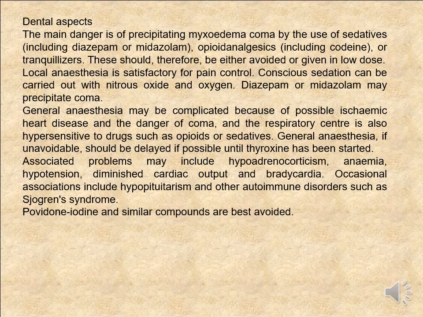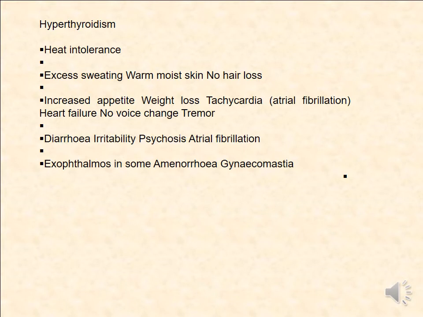General anesthesia may be complicated because of possible ischemic heart disease and other dangers of coma, and the respiratory center is also hypersensitive to drugs such as opioids or sedatives. General anesthesia, if unavoidable, should be delayed if possible until thyroxine has been started. Associated problems may include hypoadrenocorticism, anemia, hypotension, diminished cardiac output, and bradycardia. Occasionally, associations include hypopituitarism and other autoimmune disorders such as Sjogren syndrome. Povidone iodine and similar compounds are best avoided.